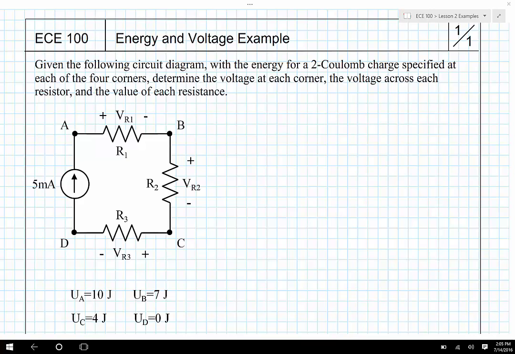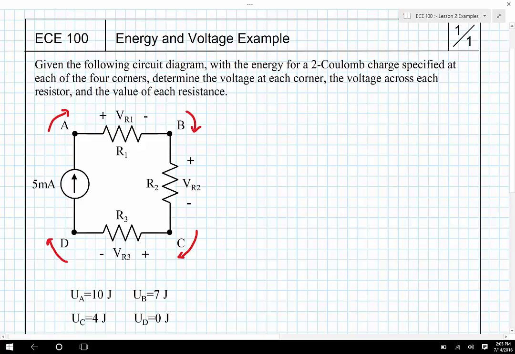Hi, let's look at an example with energy and voltage. In this circuit, we're given 3 resistors and a current source to drive current through all 3 of them. As a matter of fact, that same 5 milliamp current source is flowing around the entire circuit. So at a certain point later on in the example, it's going to be very beneficial for us to know the current through each of those resistors.